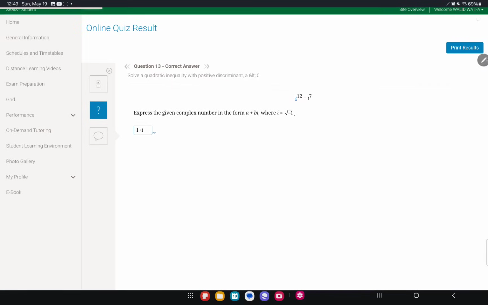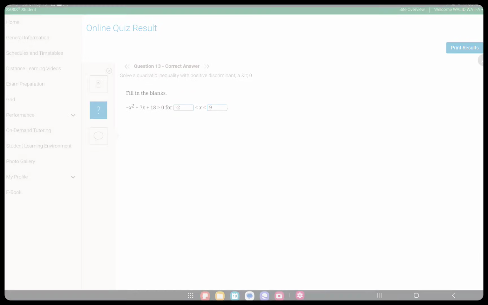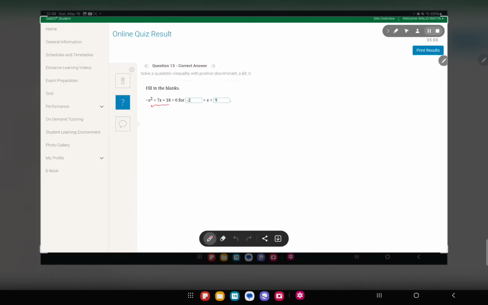Question 13. Okay, this is very easy. Minus x squared plus 7x plus 18. Factor it. Obviously, the first thing you do is remove the negative, so it will be x squared minus 7x minus 18 less than 0. Because you remove the negative, you have to switch signs.